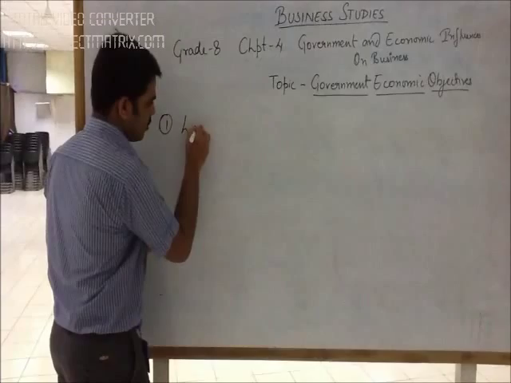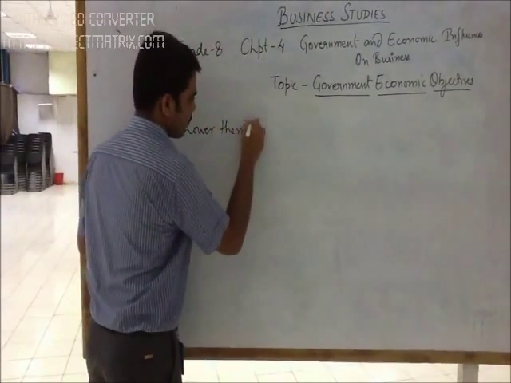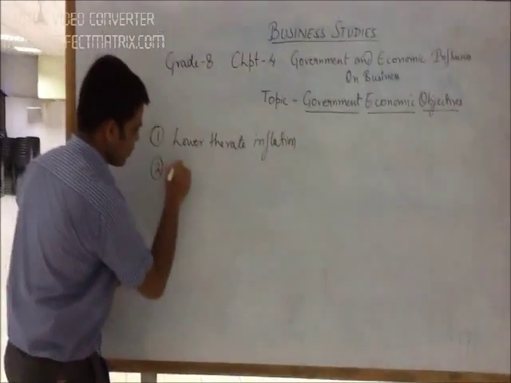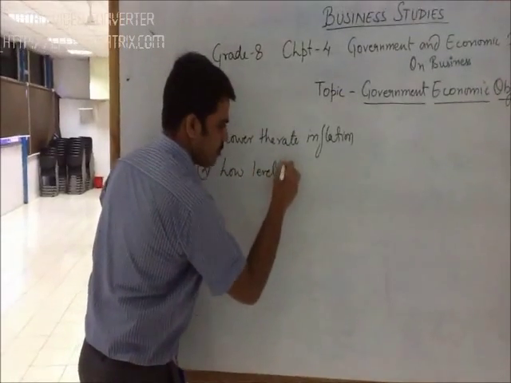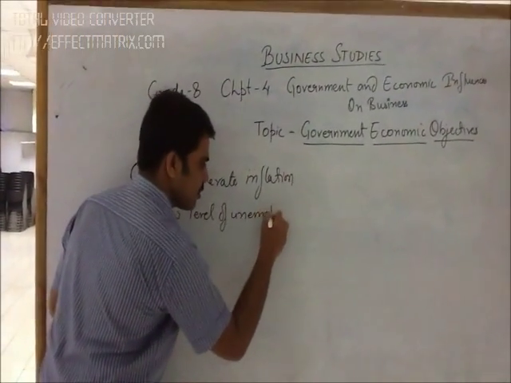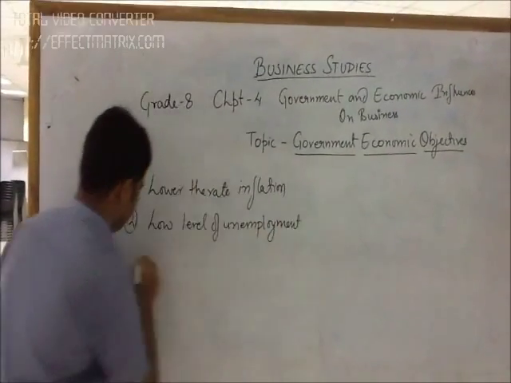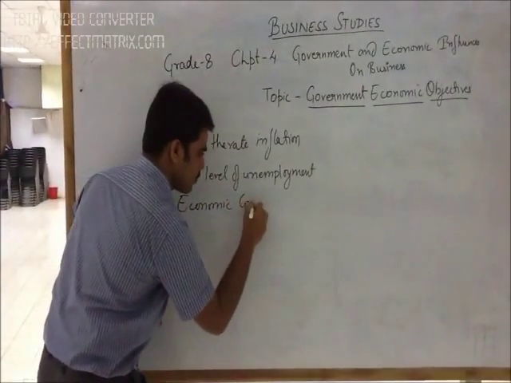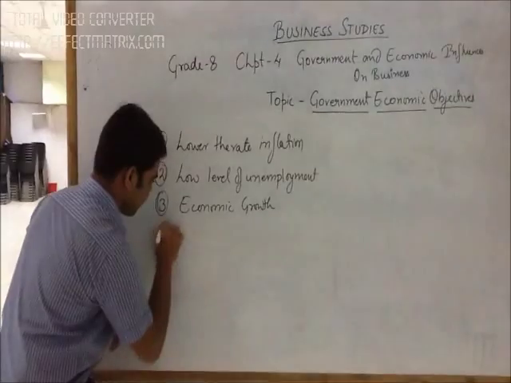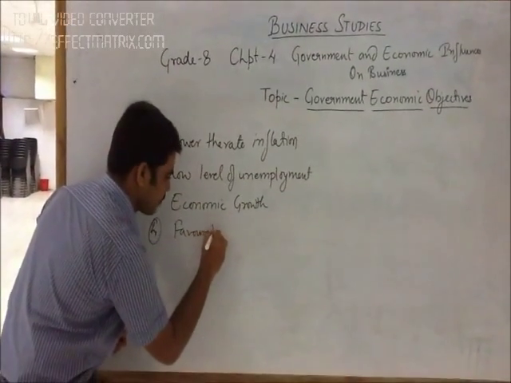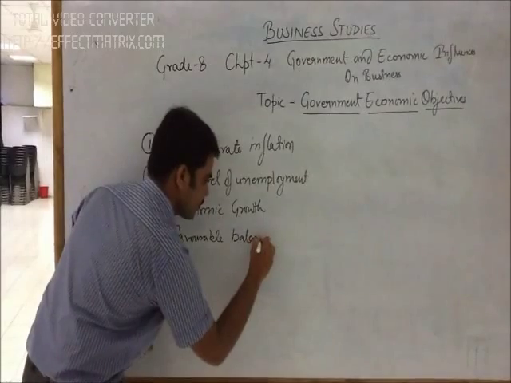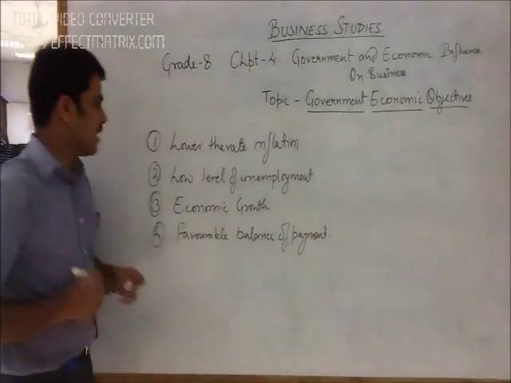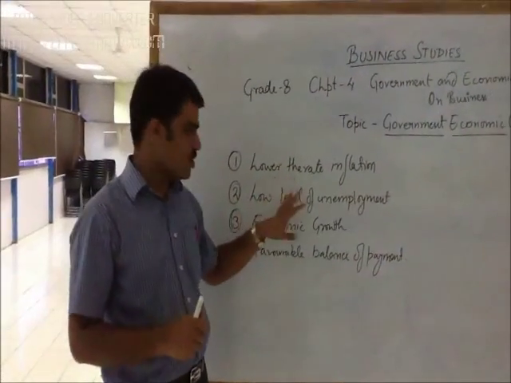First, lower the rate of inflation. Second, low level of unemployment. Third, economic growth. And the fourth is favorable balance of payment. These are the four major objectives the government wants to achieve.